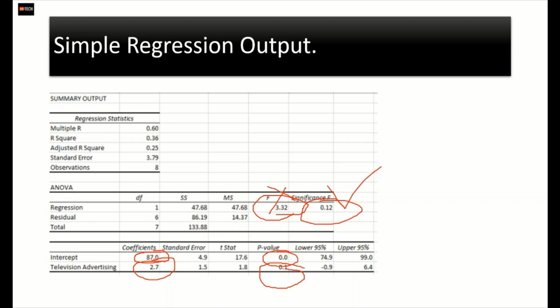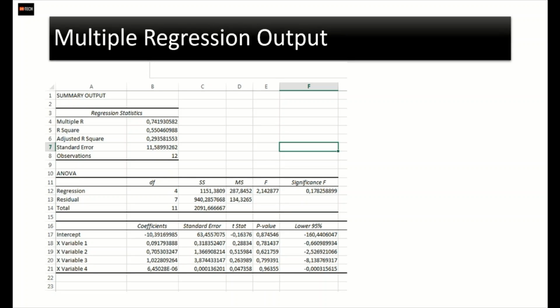Let's look at how, okay, for this is multiple now. Are you seeing multiple? We have our intercept, then we have variable x1, x2, x3, and x4. So in this case, these are all the betas here, and these are all the p-values showing whether they are significant or not significant. And this one is telling us whether the whole overall model is significant or not.